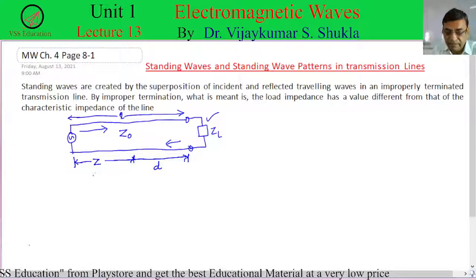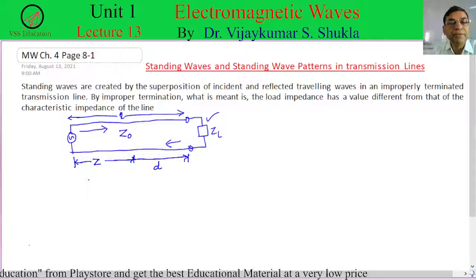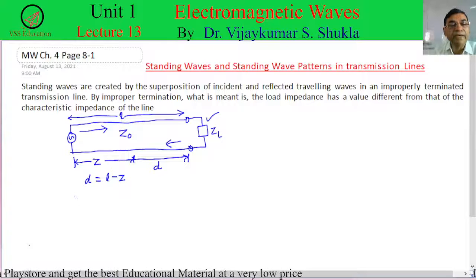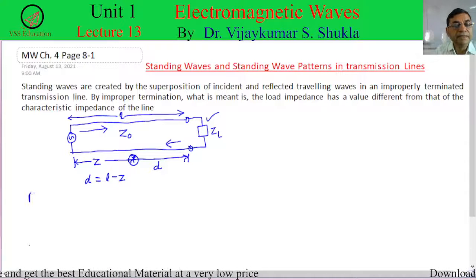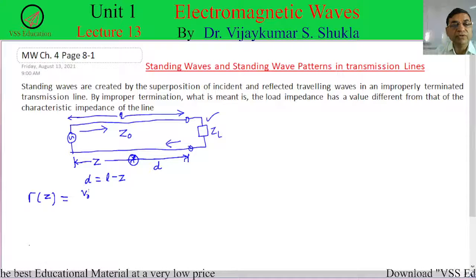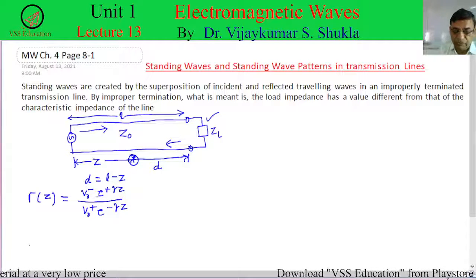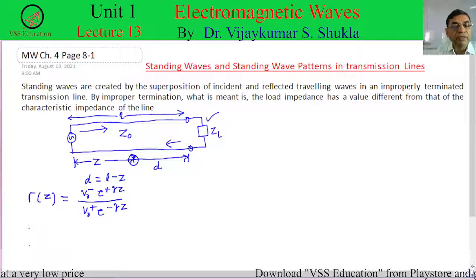Then we can write D is equal to L minus Z. This reflection coefficient, which we have defined earlier, at the point Z we can write as gamma Z, equal to V0 minus e to the power plus gamma Z divided by V0 plus e to the power minus gamma Z. The incident wave is below and the reflected wave is above.